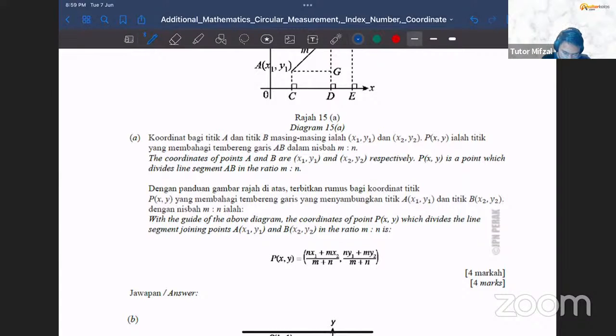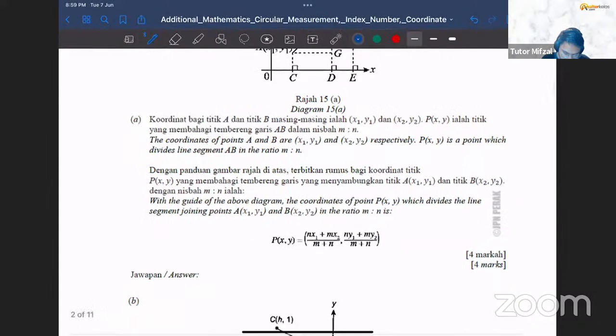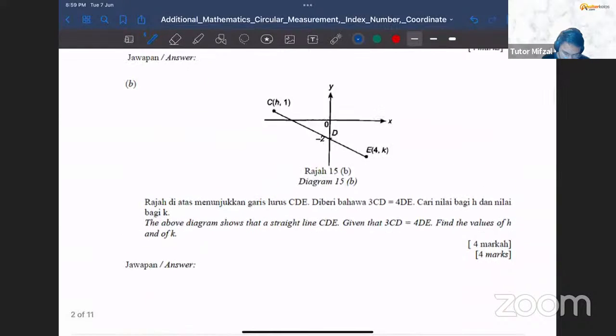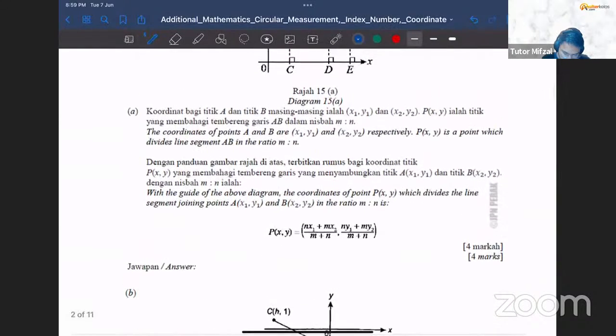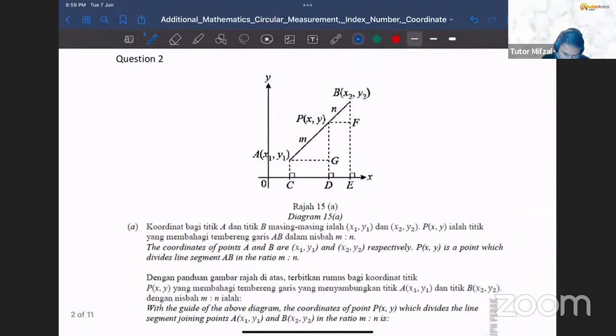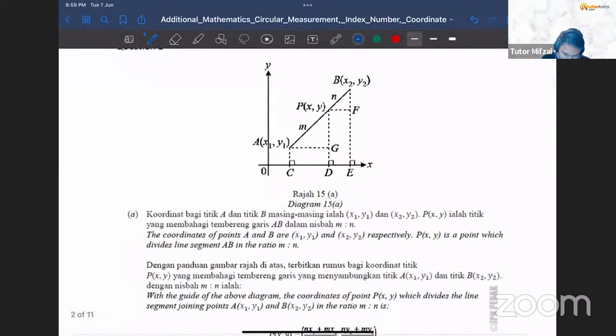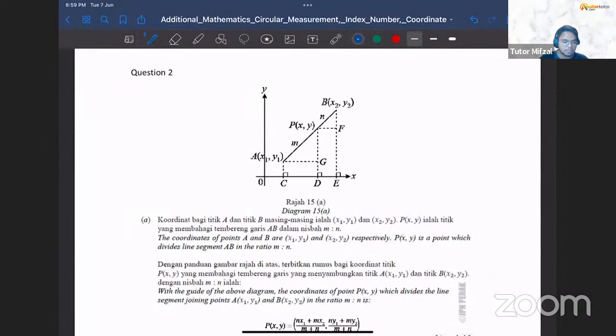Now, what do they want us to find? The guide of the upper diagram, the column P. Okay. They want us to show. Hold on, I feel like the question is not finished. It will take me a while to check the question.